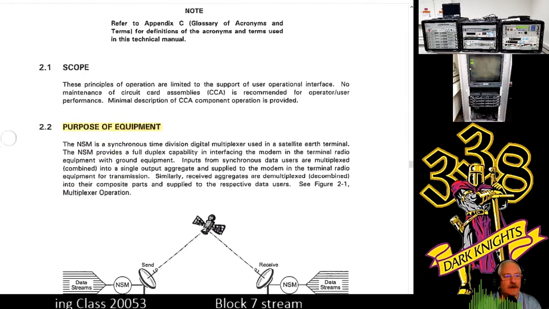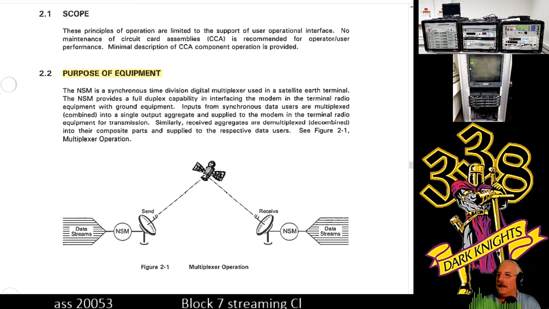So let me go to the next one. Purpose of equipment. Now, remember on that slide, there was very little on it. Now, you can see that it says that NSM, and this is 2.2. So far, we've looked at Chapter 1 and Chapter 2. 2.2 says purpose of equipment, that whole paragraph. Now, I like to show you this particular picture because it is well worth what you are seeing. So you have all these users coming into the multiplexer, and then sending it over to the satellite to be modulated and be sent up to the bird, and then relayed to another satellite on the ground thousands of miles away, goes back into the NSM, gets demodulated, demuxed, and then sent out to the users. That's a pretty good picture on what the NSM does.